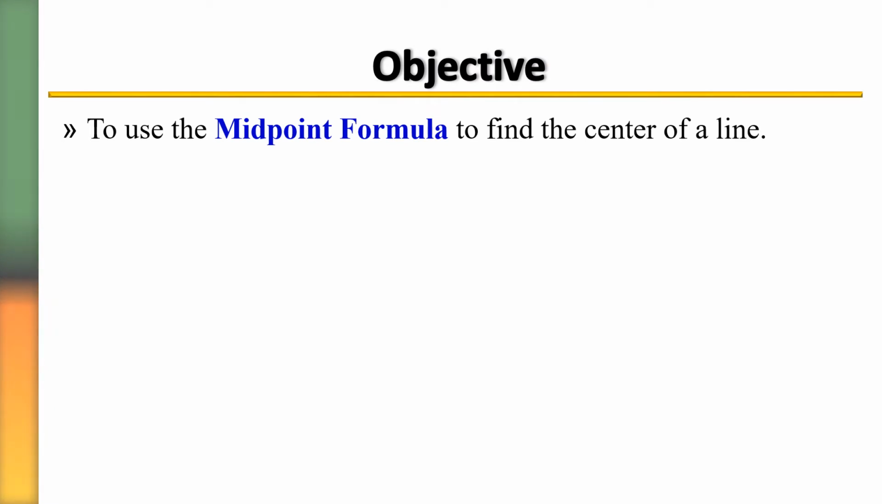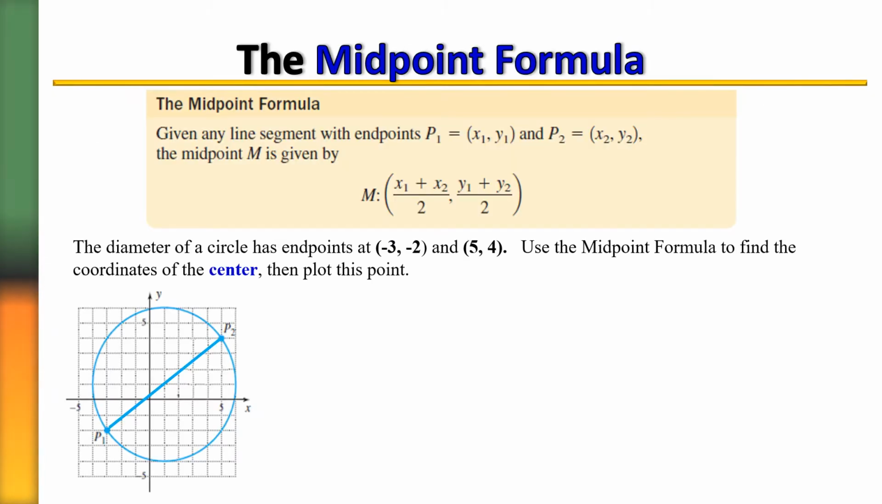In this lesson, we're going to use the midpoint formula to find the center of a line. The midpoint formula, given any line segment with endpoints, the midpoint can be found by simply adding the x's, adding the y's, and divide by 2.